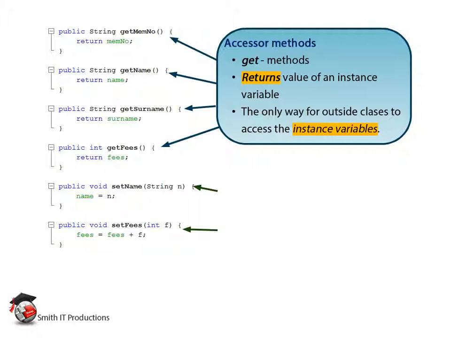The setName method receives the name, the new name, as parameter, and then just overrides the instance variable name with that new value. The setFees receives a parameter f, and then that will be added to the current instance variable fees. So the fees of the client will be increased or decreased by the amount sent as parameter, depending on whether it was a positive or a negative number.